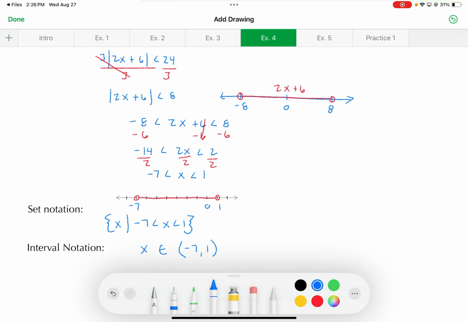Questions on that example? So you will find that all absolute value inequalities can be written as a compound inequality, either as an or statement or an and statement. Okay. Now, example 5, we got a couple special cases to consider. And this will be quick.